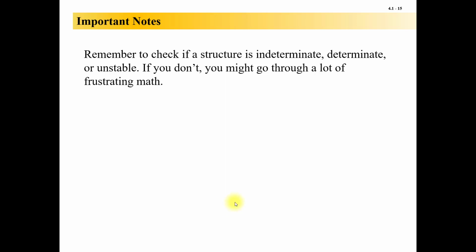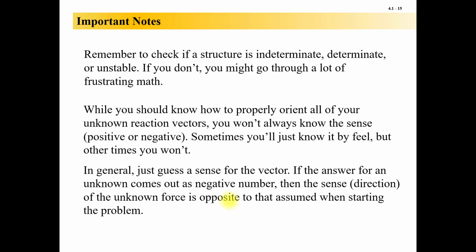Do I think this is indeterminate, determinate, or unstable? How many unknowns do I have? And it'll save you some time. While you should know how to properly orient all of your unknown reaction vectors, you won't always know the sense, whether they're positive or negative. Sometimes you'll know it by feel, but other times you won't.